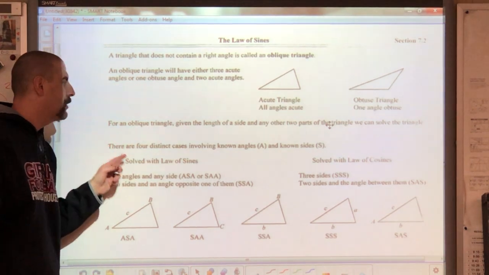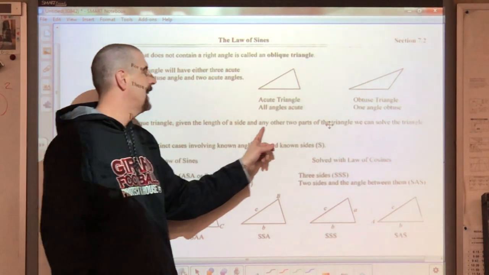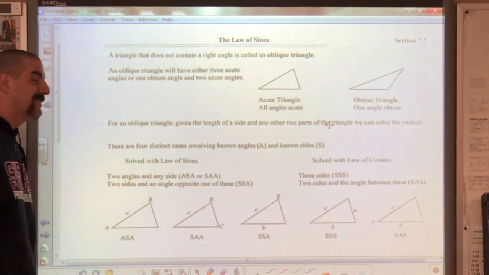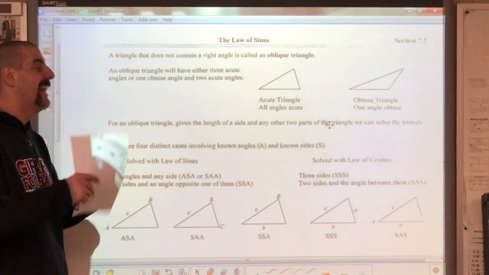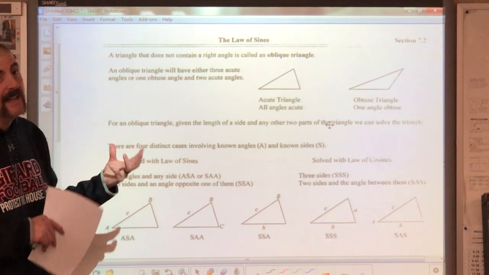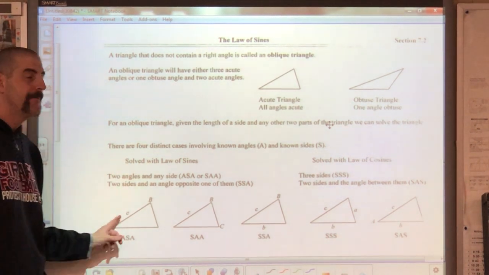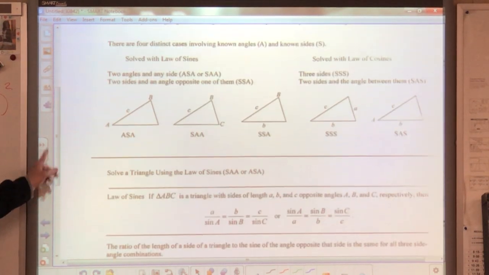For an oblique triangle, given the length of a side and any other 2 parts, we can solve the triangle. So as long as they give us 1 side and any other parts, whether it's 2 more sides, 2 more angles, 1 angle, 1 side, something like that, we have these values. And again, these are not given to you.